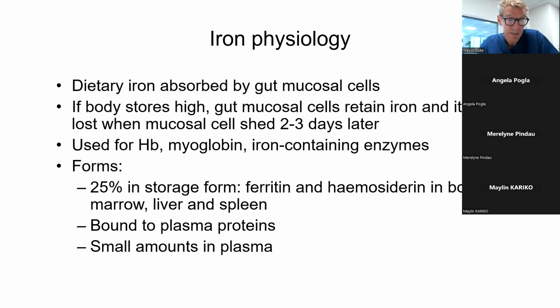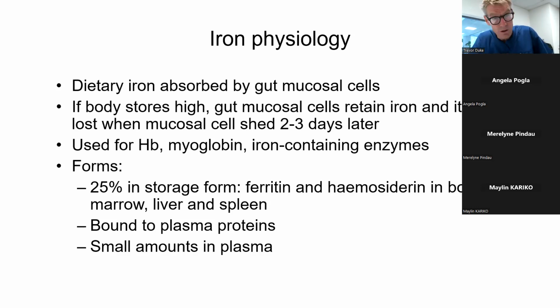They are replenishing and rejuvenating every 2 or 3 days. So if there's a deficiency of iron in the blood or in the body, then that iron is absorbed into the blood. And if there's not, it just stays in those gut mucosal cells and is sloughed off when those mucosal cells are shed a few days later.